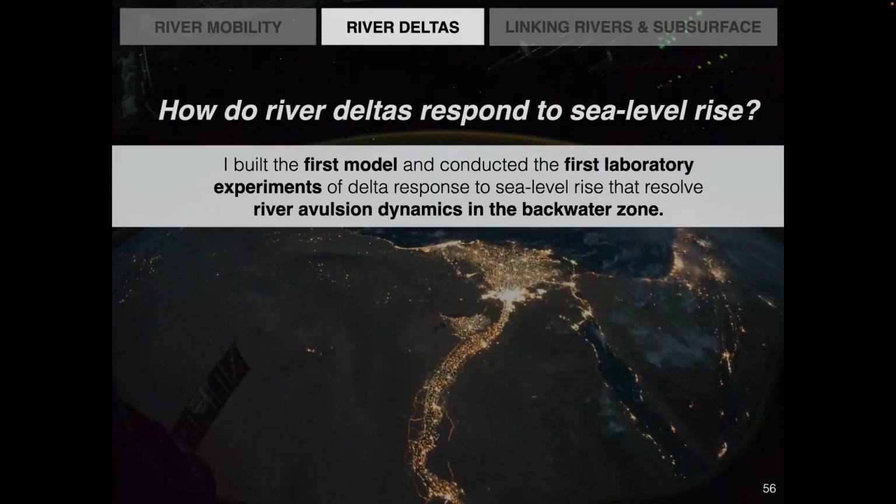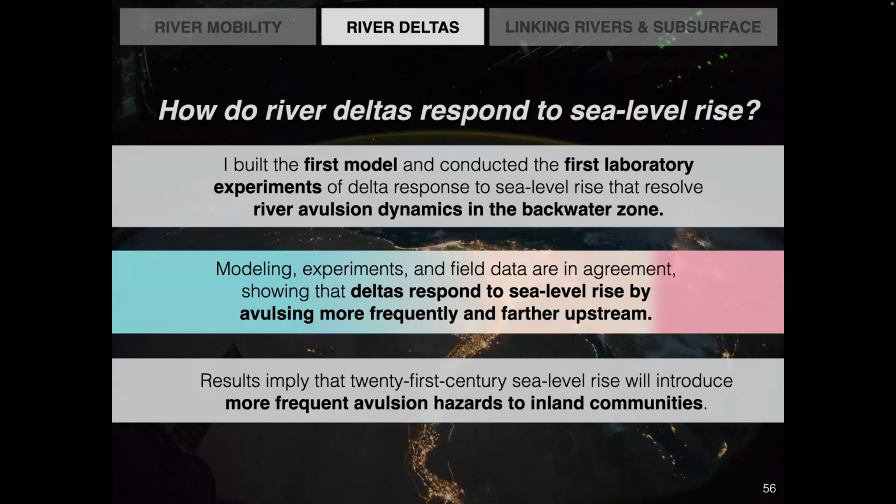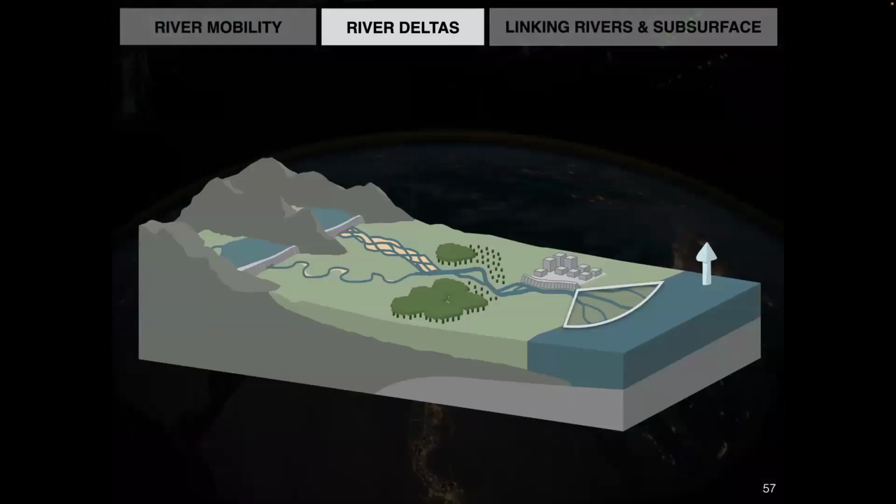So briefly, we built this model and conducted these lab experiments to understand how deltas respond to sea level rise, accounting for the river avulsions and the backwater effects. They all are telling us that this basic picture, that deltas respond to sea level rise by avulsing more frequently and further upstream. And that 21st century sea level rise is going to introduce more frequent avulsion hazards to inland communities potentially. So that's it for this section.